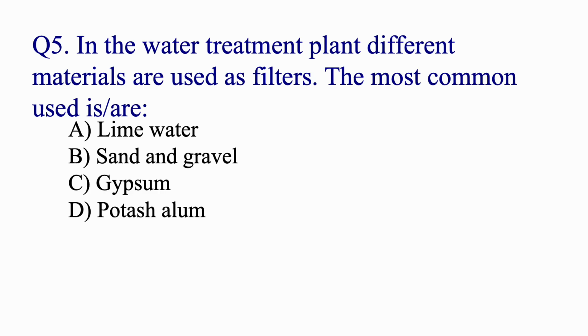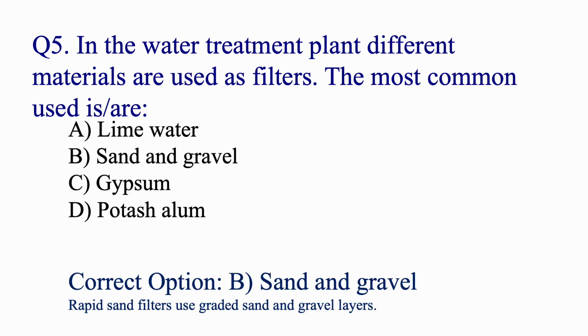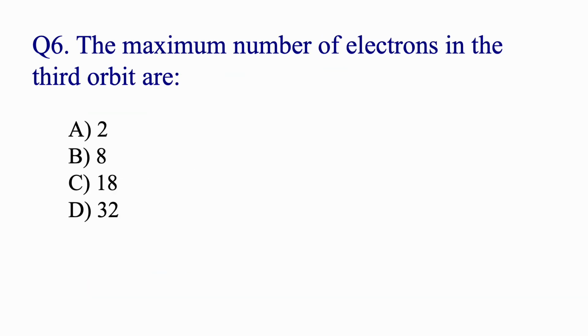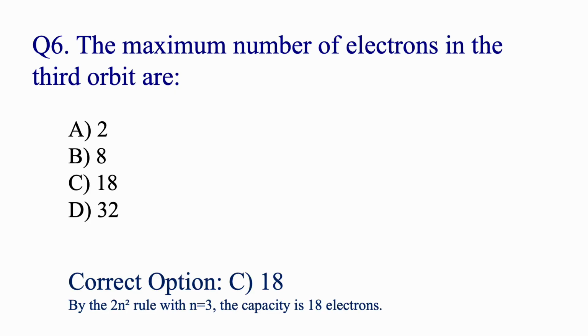In the water treatment plant, different materials are used as filters. The most common used are sand and gravel. The maximum number of electrons in the third orbit are 18.